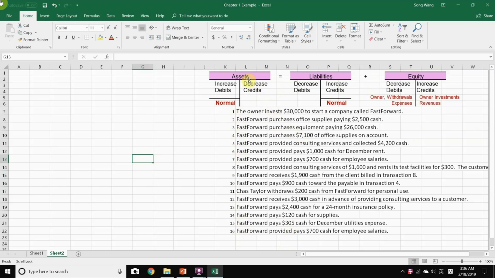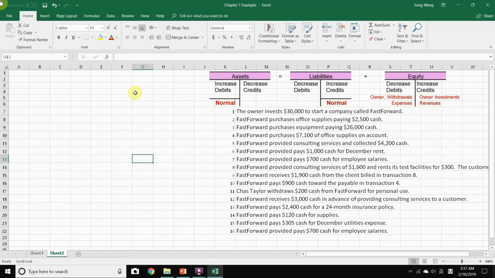When assets increase, then there is a debit, and when assets decrease, that's a credit. When liability increase, that's a credit. When liability decrease, that's a debit. When equity increase, that's a credit. When equity decrease, that's a debit. And what would make equity increase? That's owner's capital being invested and also revenue. And what will make equity decrease? That's either owner's withdrawal or expenses for salaries, rent, and utilities.